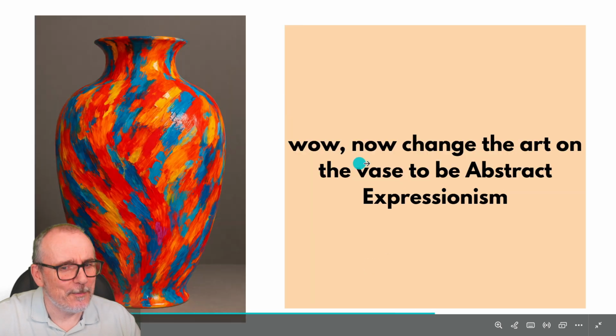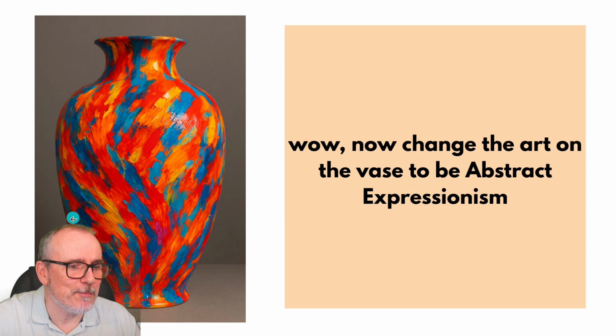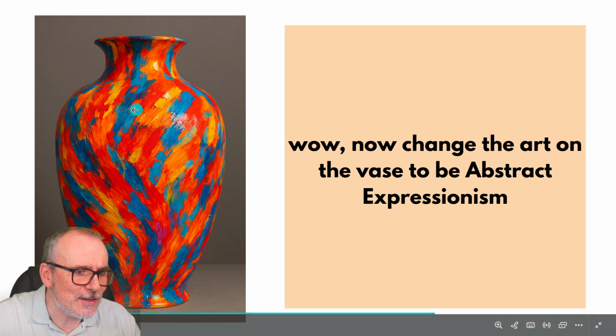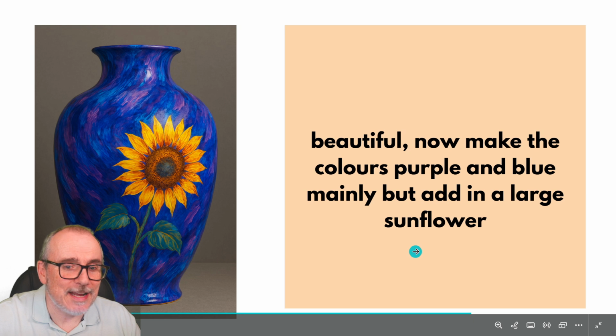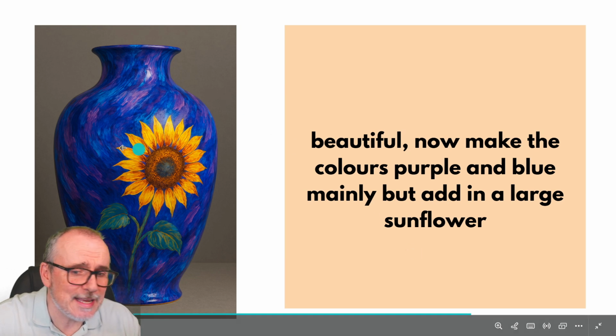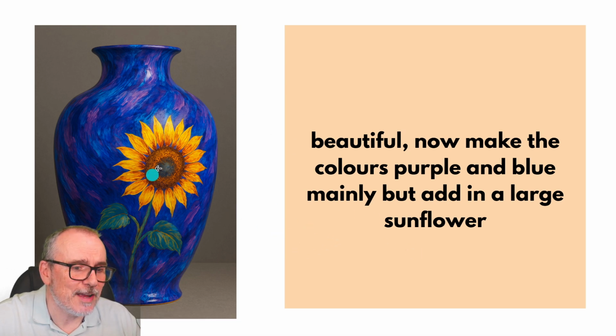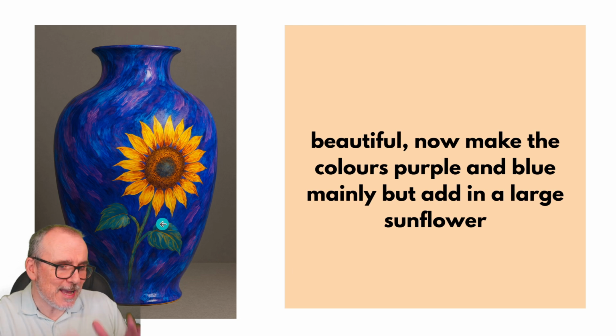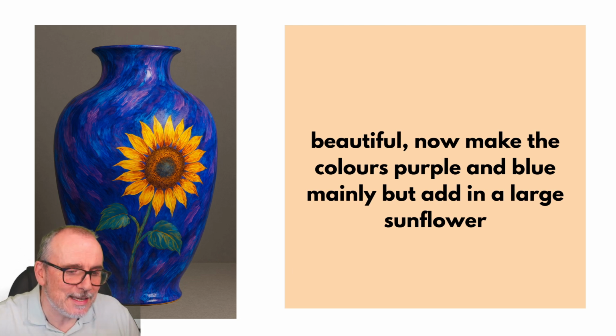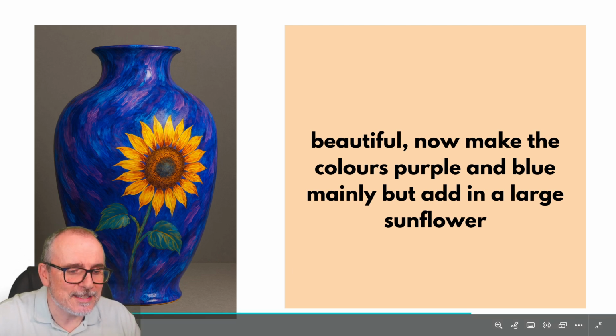So I said, wow, now change the art to be abstract expressionism. So same pot, got light on it, beautiful, really love that. And I said, right, now make the colors purple and blue mainly, but add in a large sunflower. So once you get an image, you can then go and play with it and add in additional things. It's very cool. And you're not having to sit while this is taking 10 minutes to generate.